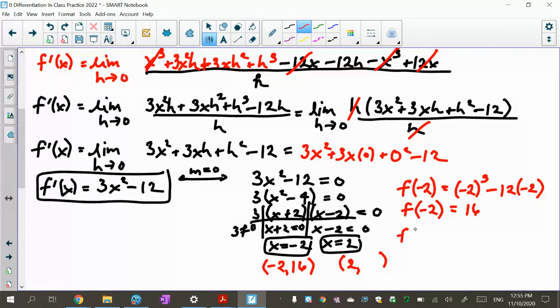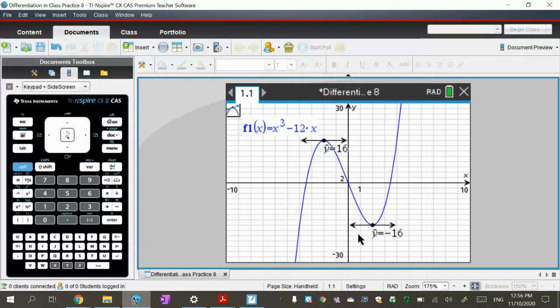And then I'm going to do f of positive 2. I want to see what my y value for that is. So that's 2 cubed minus 12 times 2. So f of 2 is negative 16. So there is my point, 2, negative 16. And if we look at the graph I did, that looks about right: negative 2, 16 and 2, negative 16. So now we found the points where the slope is 0.